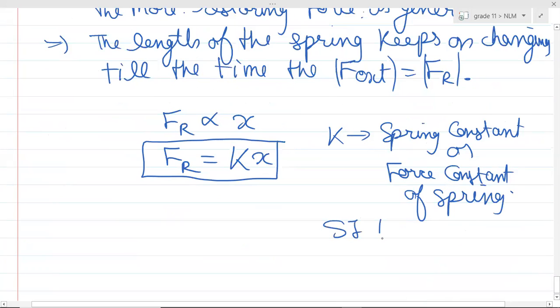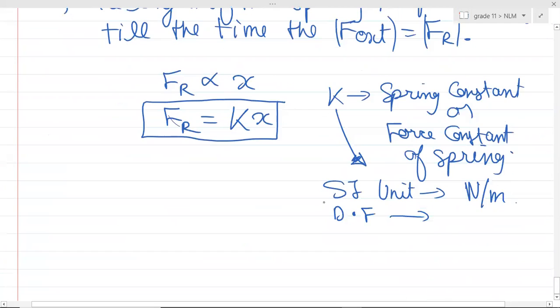So k is called the spring constant or the force constant. What is the SI unit of this? Can you say newton per meter? Can you see this from here? k is equal to force divided by displacement or deformation, right? So newton per meter. Dimensional formula, I think you people will be able to calculate it easily. It's a scalar quantity, always positive.